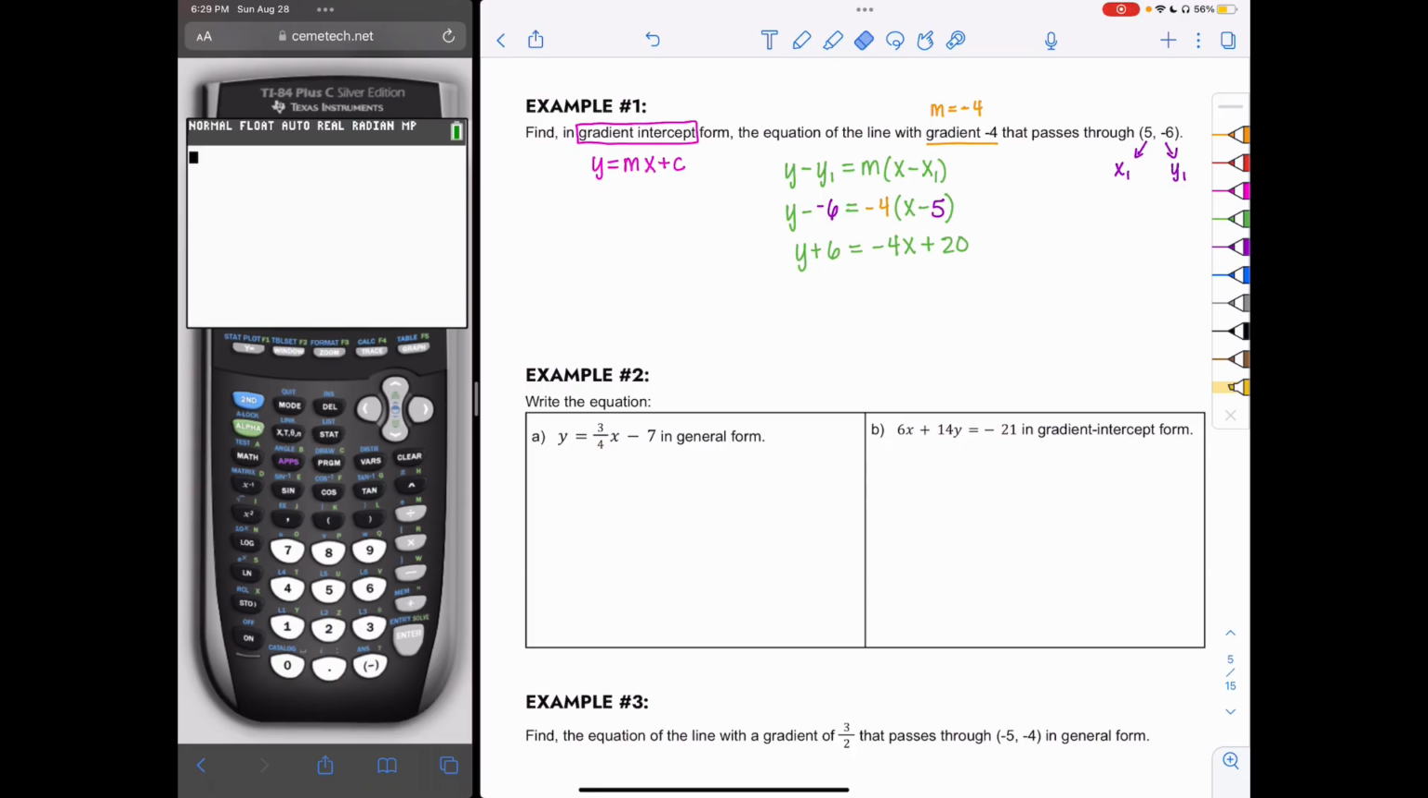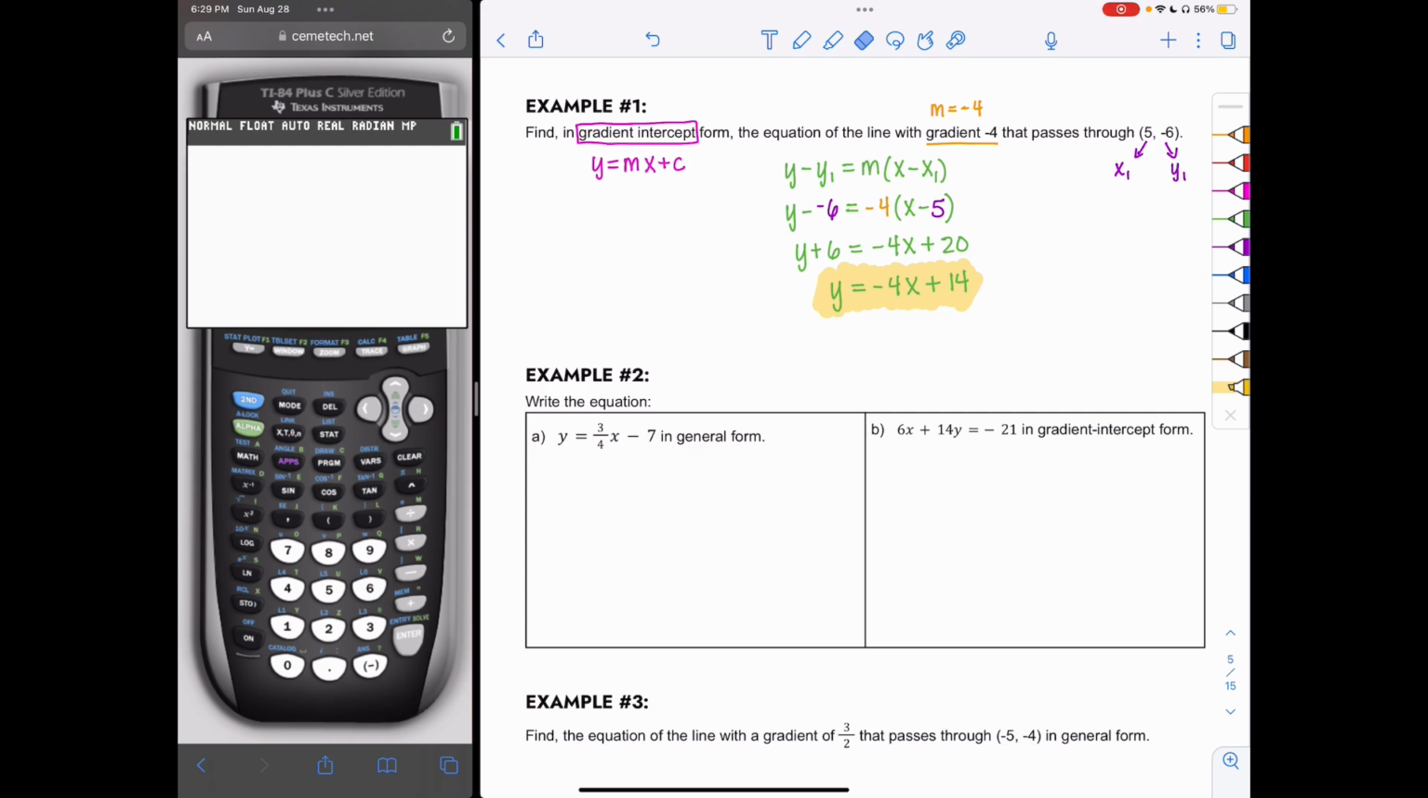So as you can see, I'm getting closer to the form that I need to have it in. So now I just need to do the final step, which means to get y by itself, which means that I need to subtract 6 on both sides. If I subtract 6 on the left-hand side of the equation, then I'm going to have y equals negative 4x. And then remember, if I subtract 6 on the left, I have to subtract 6 on the right. So that means I'm going to end up having 20 minus 6, which is a positive 14. So this is my equation in gradient intercept form.